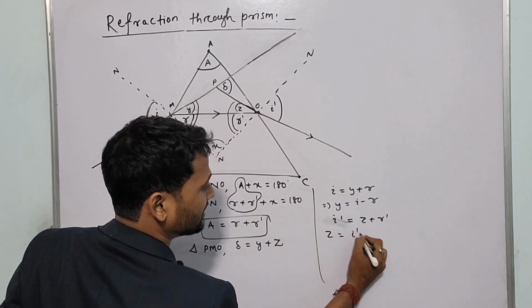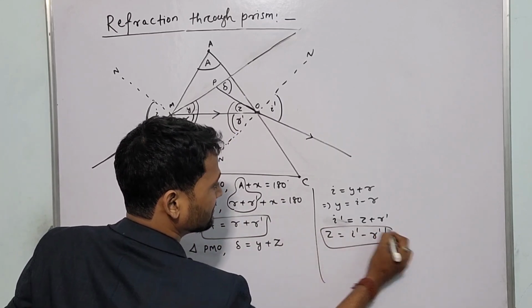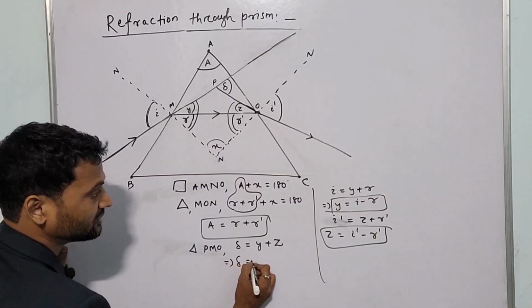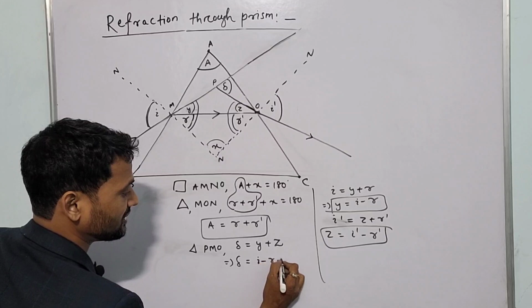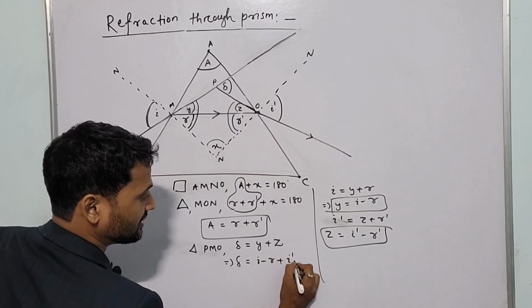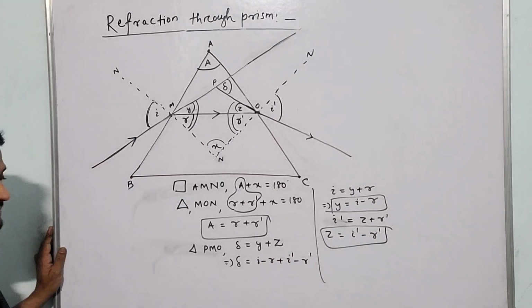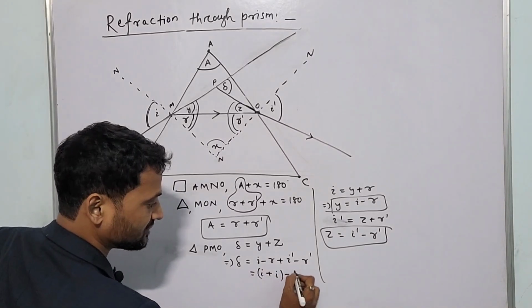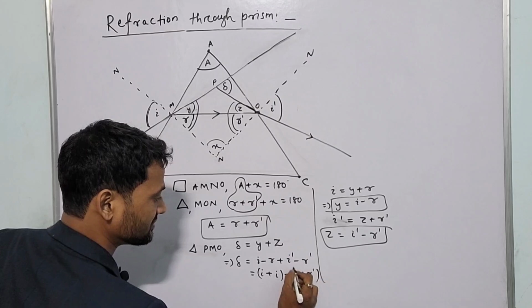Then Z क्या हो जाएगा? I dash minus R dash. ठीक है. So Y मिल गया, Z मिल गया, यहाँ पे डाल दो. मतलब del will be equal to Y कितना है? I minus R plus Z कितना है? I dash minus R dash. Then so I plus I dash minus अगर कॉमन हो जाएगा R plus R dash.